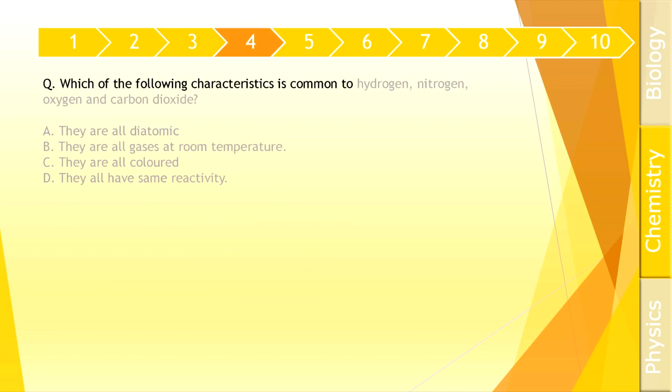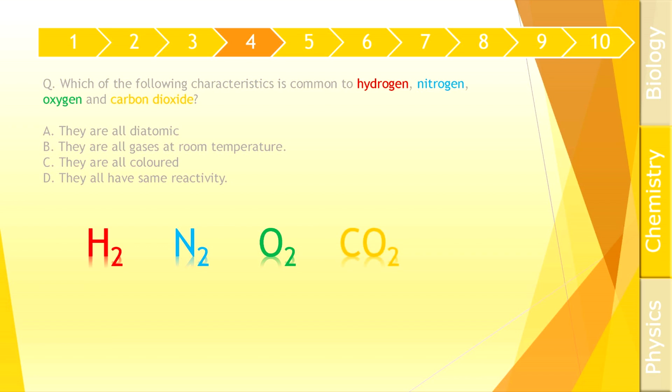Next question is about 4 gases. It says which of the following characteristics is common to hydrogen, nitrogen, oxygen, and carbon dioxide. We know that a molecule of hydrogen has 2 atoms with a single bond, nitrogen has 2 atoms with triple bond, oxygen has 2 atoms with double bond, and CO2 has 1 atom of carbon and 2 atoms of oxygen, and its molecule has a linear structure.